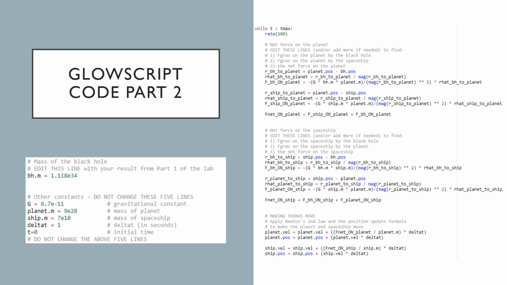And then at the bottom, we have the velocity and the position update formulas. So in the velocity formula, we plugged in the respective net forces for both the planet and the ship, and then those velocities were then plugged into the position update formulas.